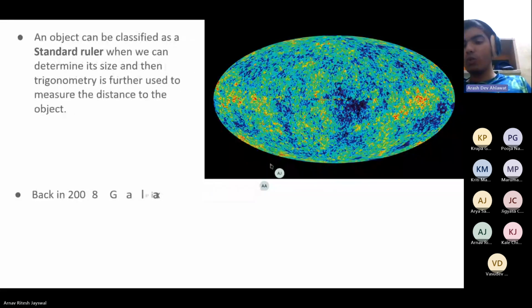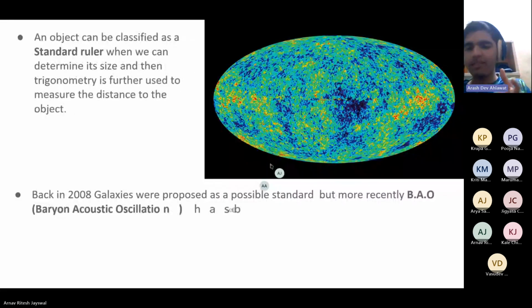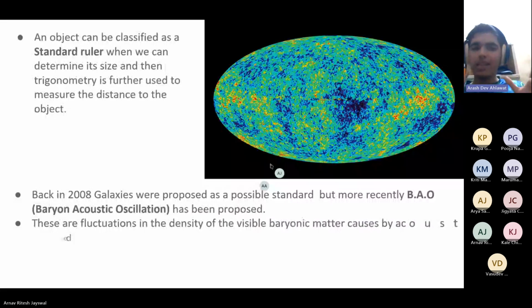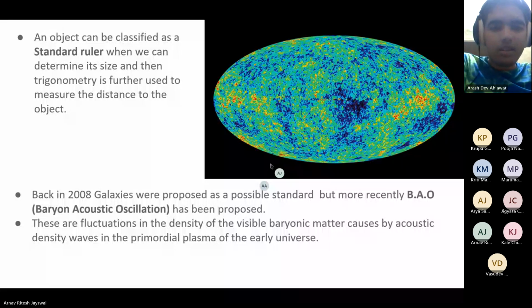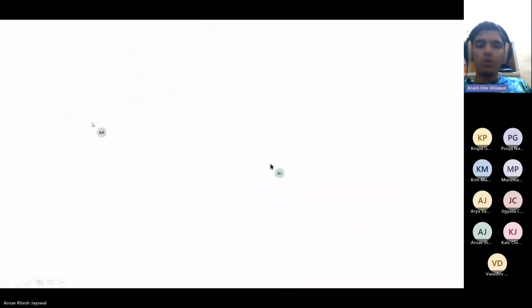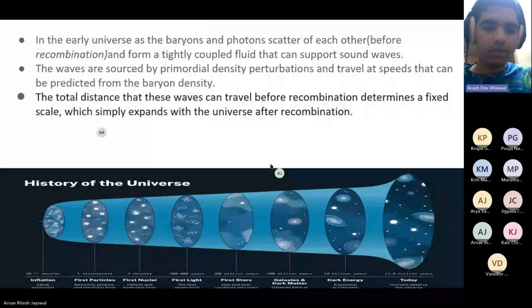So what can be used as scales? These are very different things. Now, an object can be classified as a standard ruler. A standard ruler is a scale which can be used as a standard, like vernier calipers, which we use. These can be used as standards, so that we can determine the size of things beside it, right? So, what are the objects?